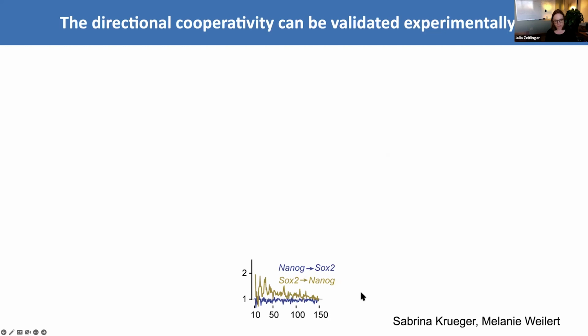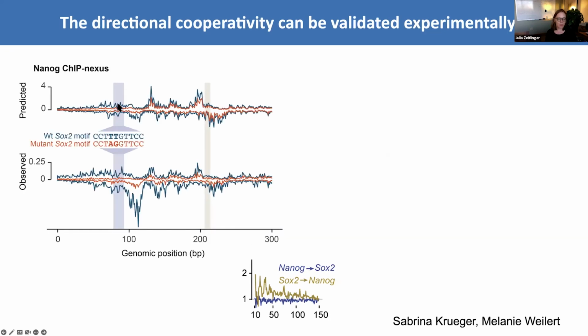So we took a region that has both a SOX2 motif and a Nanog motif, and we did CRISPRing for both the SOX2 motif and the Nanog motif. So here's a SOX2 motif. This is what BPNet predicts. It's the predicted profile, wild type and mutant. And then this is what we observe. So you can already appreciate that it's very similar.